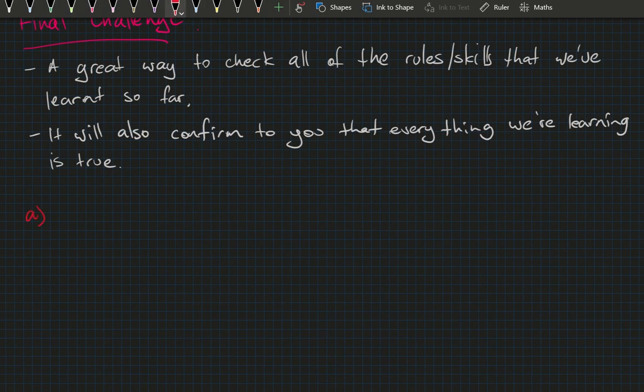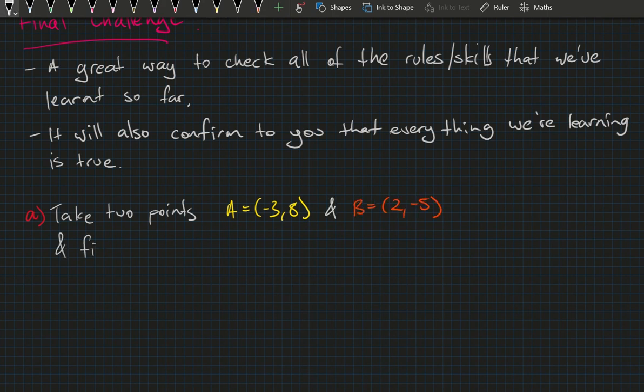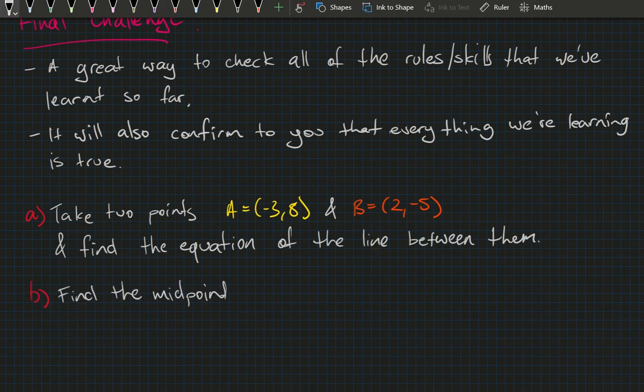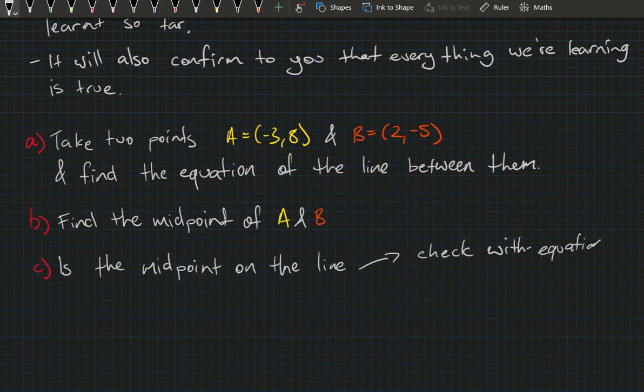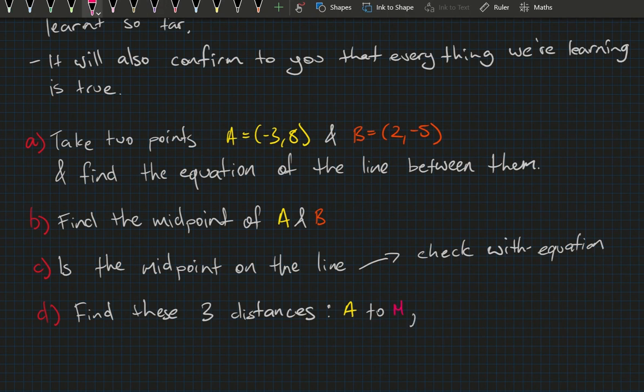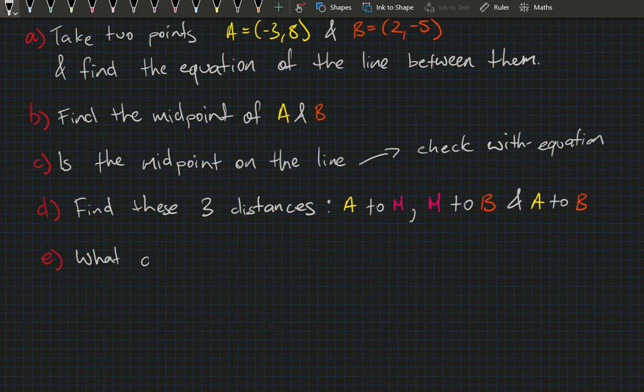Okay, so here's the question. Take 2 points, A equal to -3, 8, and B equal to 2, -5, and find the equation of the line between them. B, find the midpoint of A and B. C is the midpoint on the line, and I want you to confirm that by checking with the equation. And D, find these 3 distances. A to M, M to B, and finally A to B. And for E, I want you to say what this tells you.